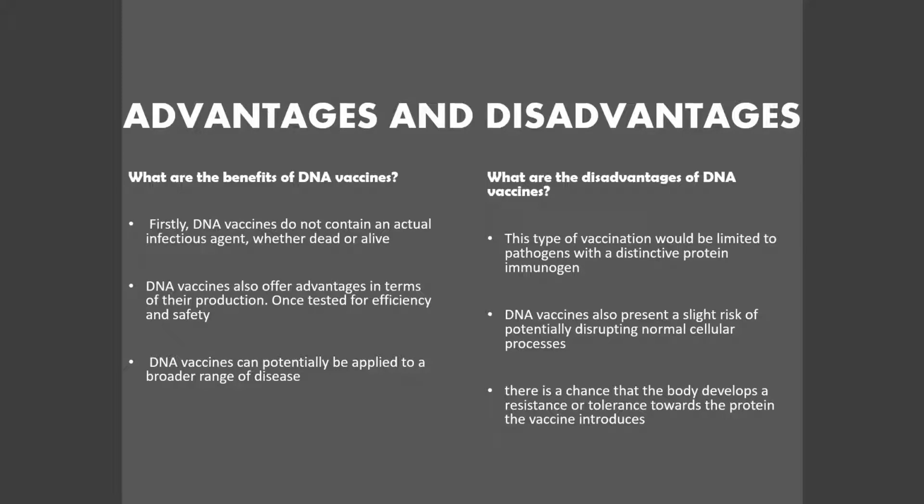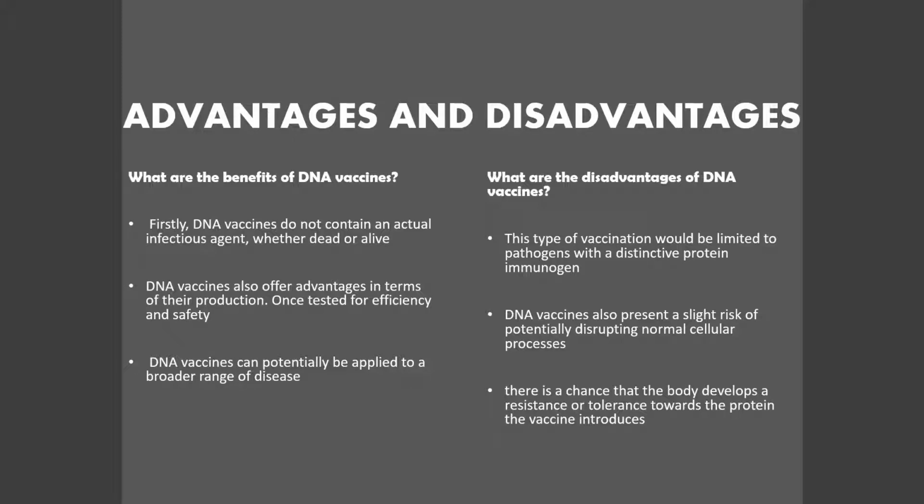These concerns are not relevant to DNA vaccines, which could potentially be given to virtually anyone regardless of health status, safely, and without any risks of reversion. DNA vaccines also offer advantages in terms of their production. Once tested for efficiency and safety, DNA vaccines can be generated in large volumes at a much lower cost than some traditional vaccine types. They would also be easier to transport, as there are no particular storage requirements. Now, what are the disadvantages of DNA vaccines?